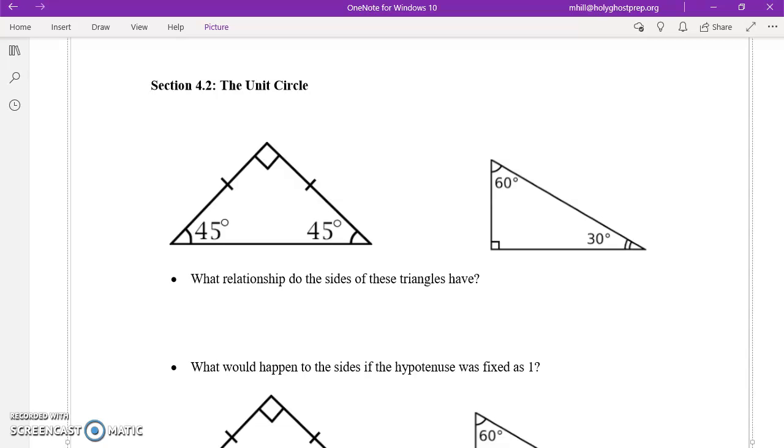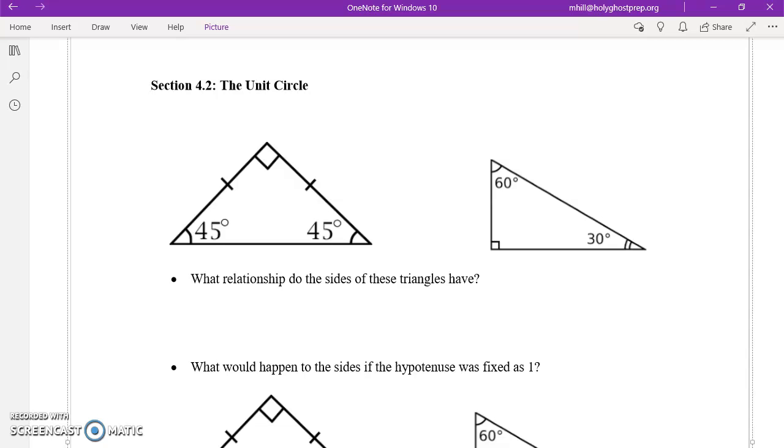Hey guys, so last class we learned about 4.1, which was the introduction to trigonometry, which is the study of angles. And we talked about how there is a new concept of angles measured in radians instead of degrees. Degrees is what we've learned in geometry when we're dealing with triangles. So let's go back and look at these two special types of triangles that we learned in geometry.